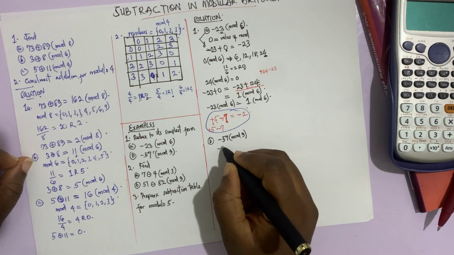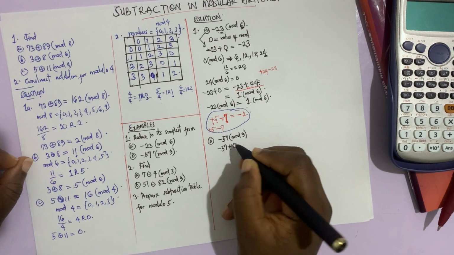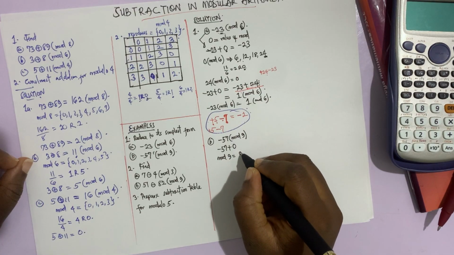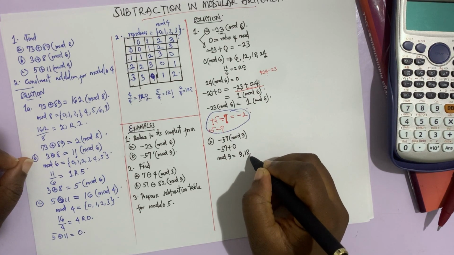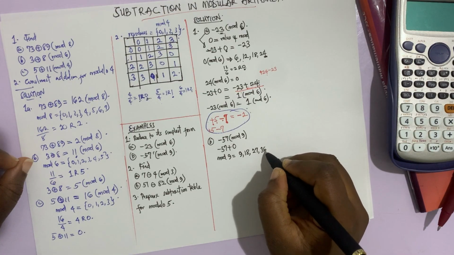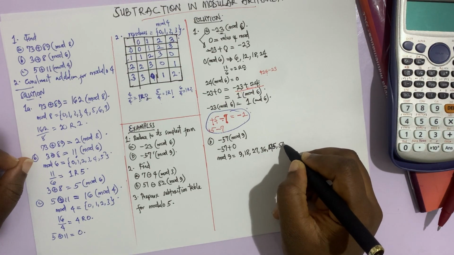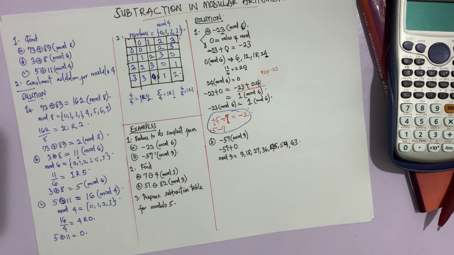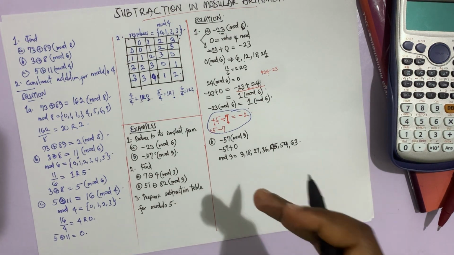So the idea is to add 0 to this, but note that in modulo 9, possible zeros are multiples of 9, like 9, 18, 27, 36, 45, 54, 63. Keep writing until you get a number that is greater than the negative that you are working with.